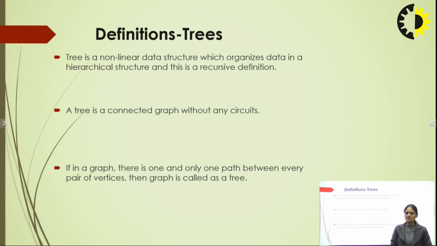And a disconnected graph is never considered as a tree. So a tree must always be connected in nature.